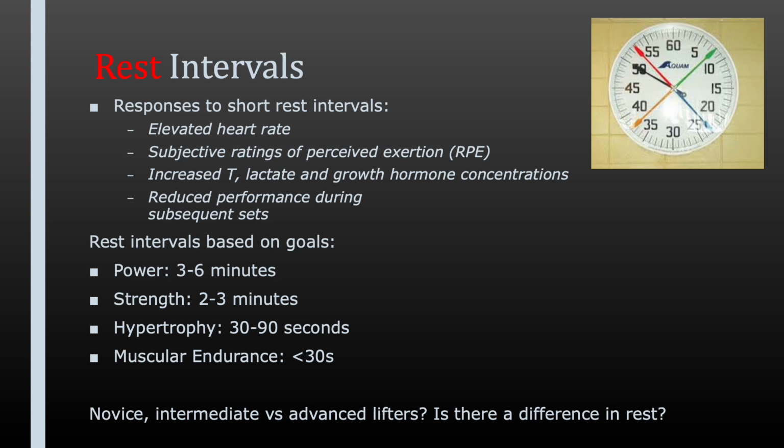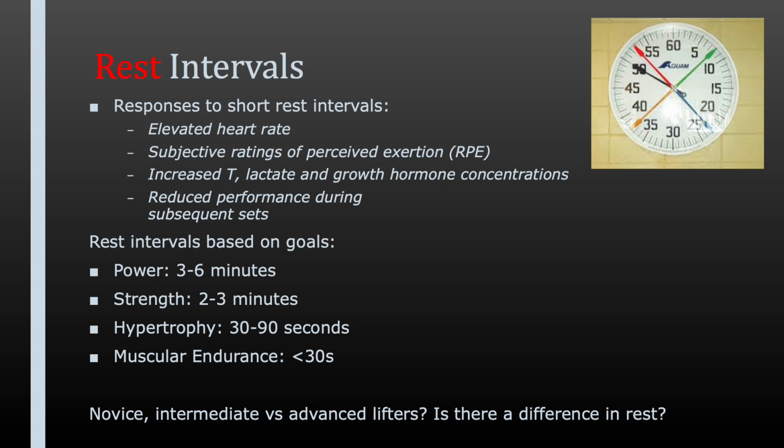Rest intervals. As mentioned before, rest intervals is simply the rest in between each set. So rest interval lengths depend on training intensity, again the goals, fitness level, and use of targeted energy systems. The amount of rest between our sets and exercise significantly affect the metabolic, hormonal, and cardiorespiratory responses to an acute bout of resistance exercise, as well as performance of subsequent sets and training adaptations.